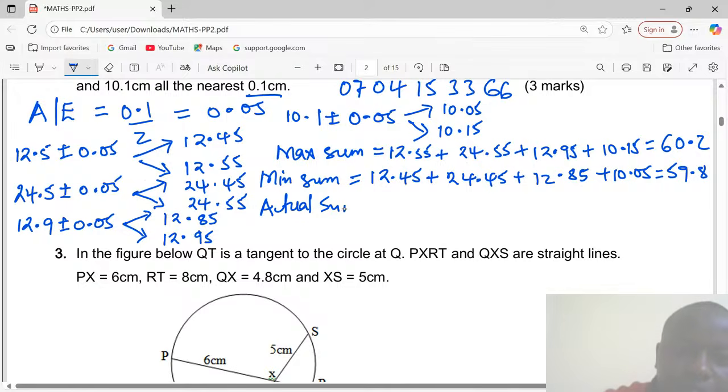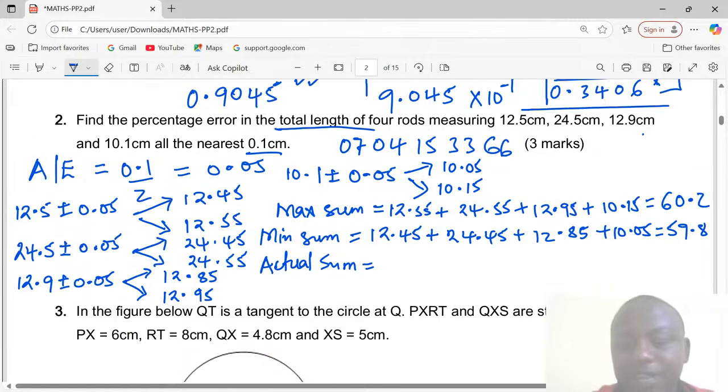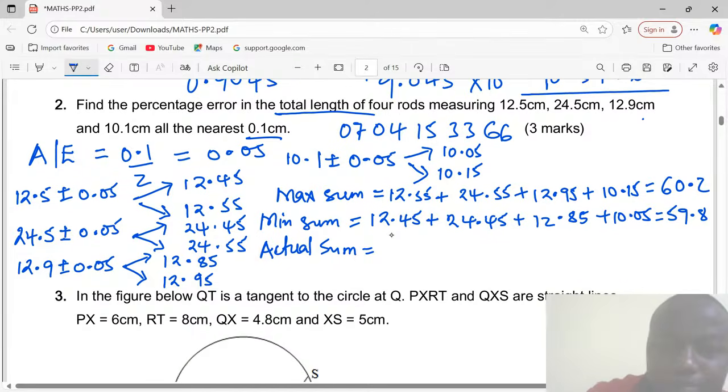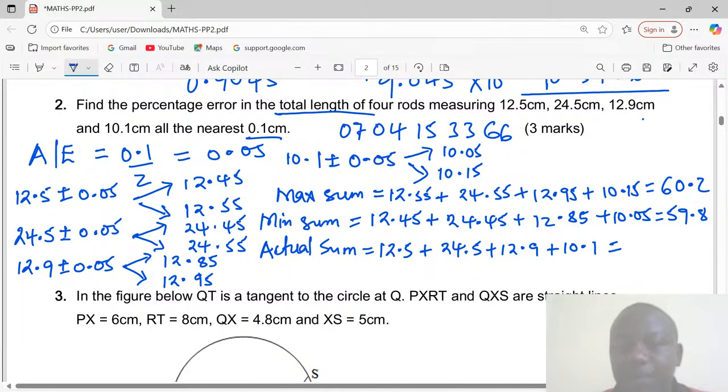And finally, actual sum. We have found maximum sum, minimum sum. Now actual sum. Actual sum will be the sum of the lengths of the rods just as they were captured: 12.5 plus 24.5 plus 12.9 plus 10.1. This is exactly 60 centimeters.